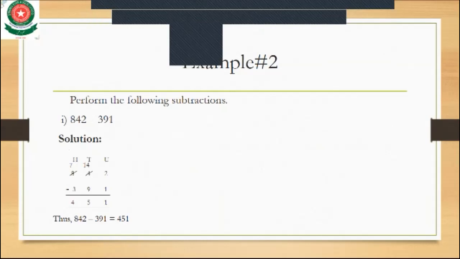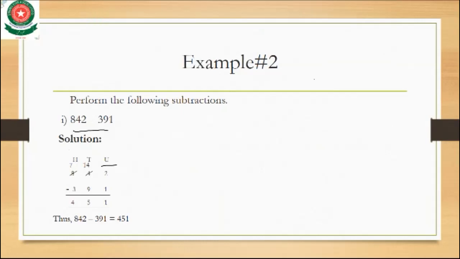You will write U, T, H. Write the digits the same as before. In 842, the most right side digit is 2, so we write 2, then 4, and then 8. Same with 391: the most right side digit is 1, then 9, then 3. You will subtract it.